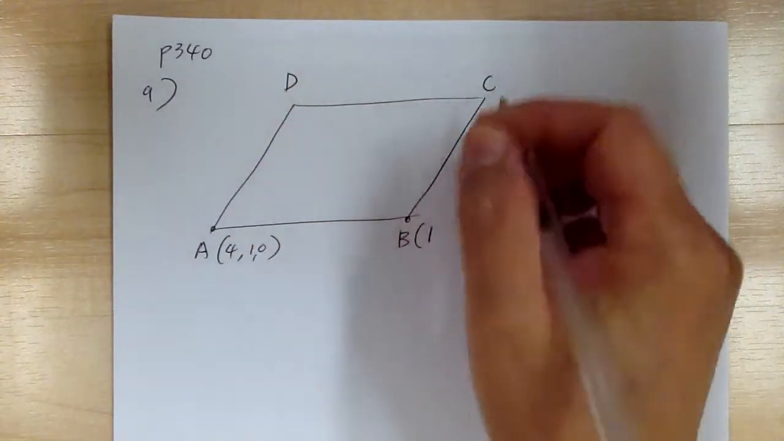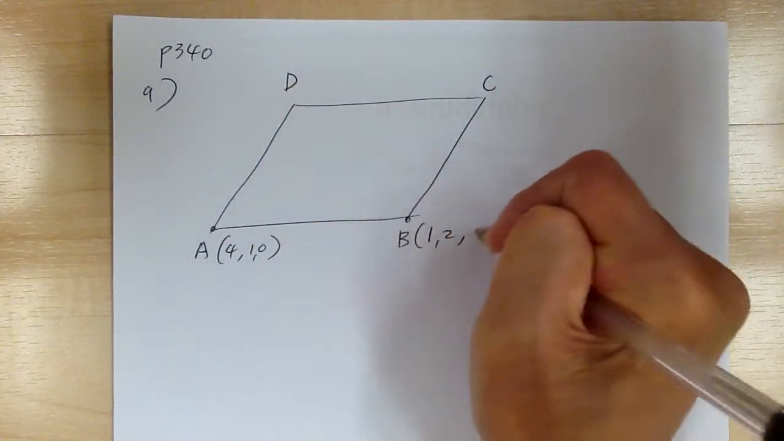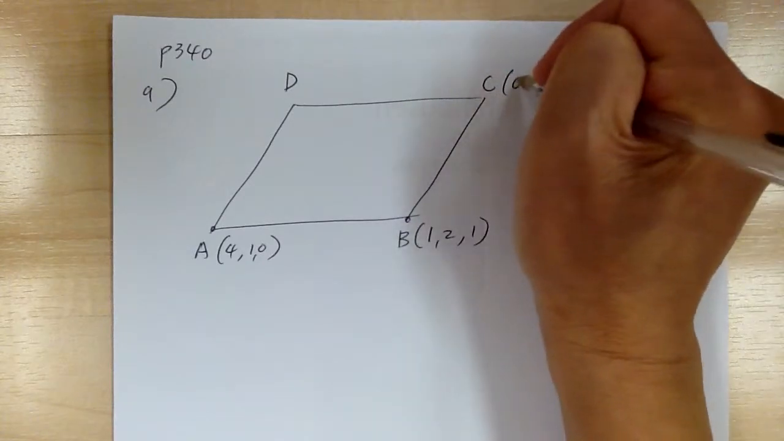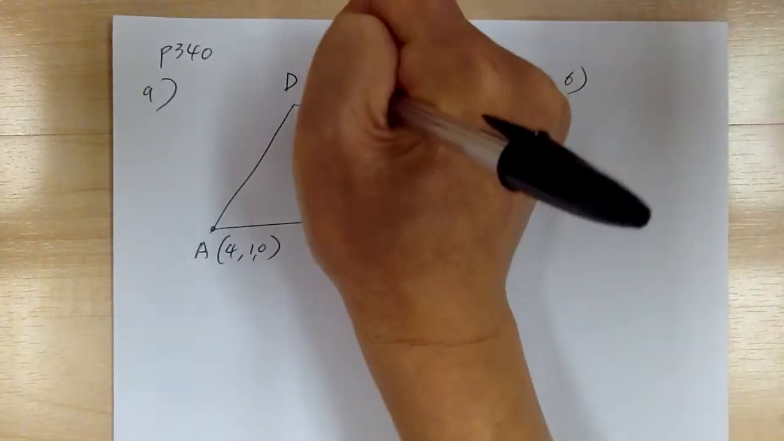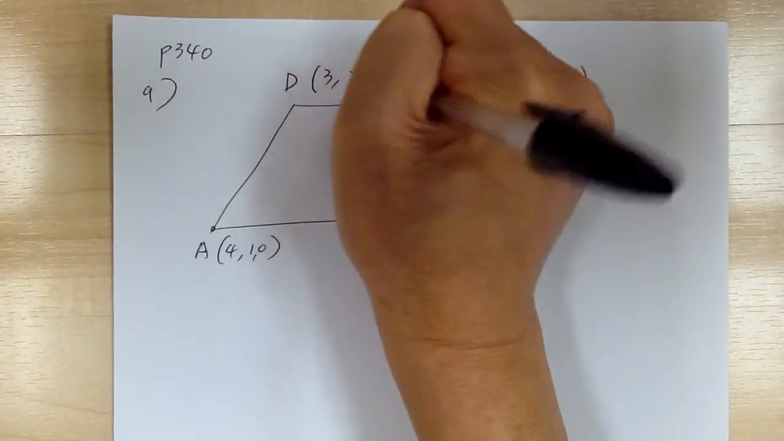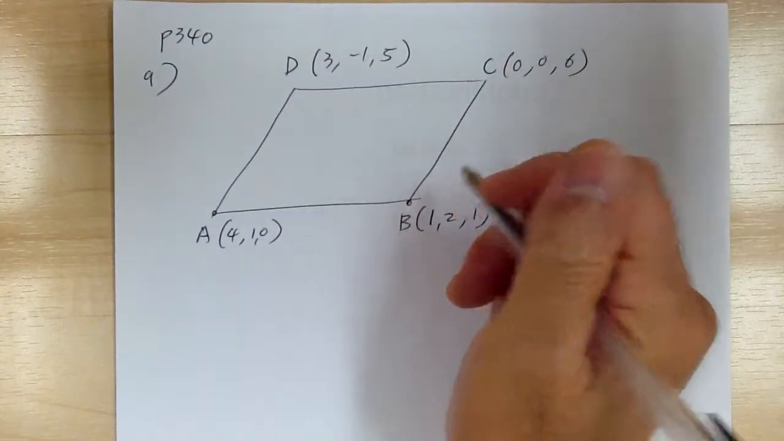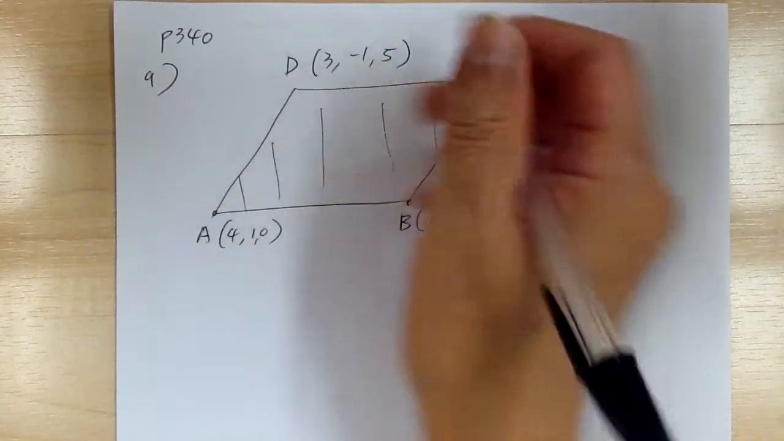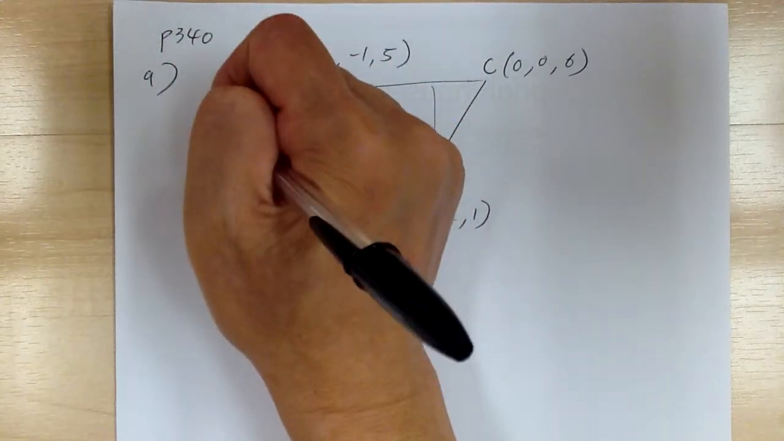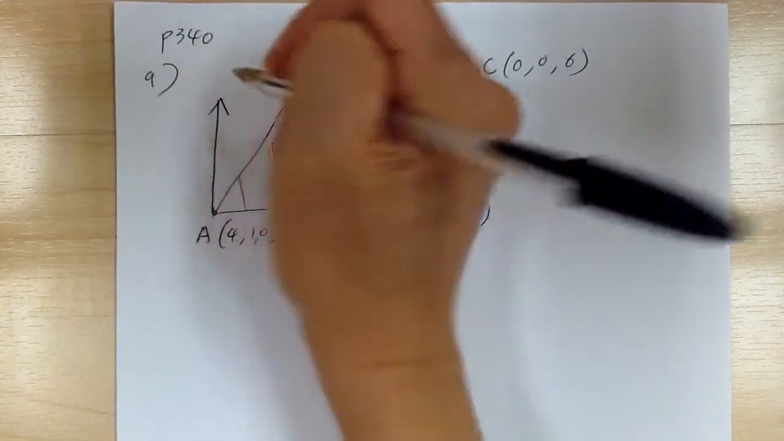Okay, so I'm going to go this way. So B is (1, 2, 1). Point C is (0, 0, 6). D is (3, -1, 5). So to find the area of these, I'm going to take the cross product using A as my reference.